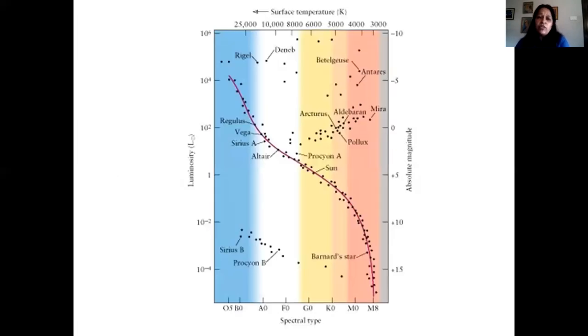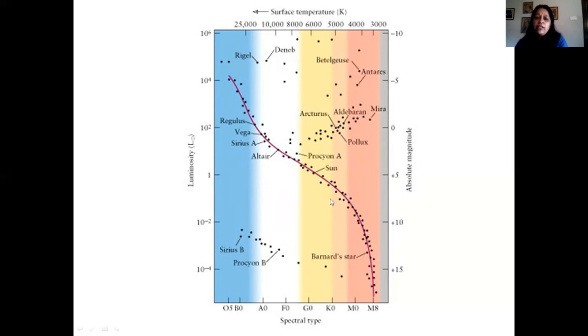Now here, if we plot for stars, let's say we know the brightness and we know the distance of a star. We also know its color. So we use the color to find out the temperature, which you can see over here. If we plot this, this is the kind of plot we get. And this is what we call the HR diagram.